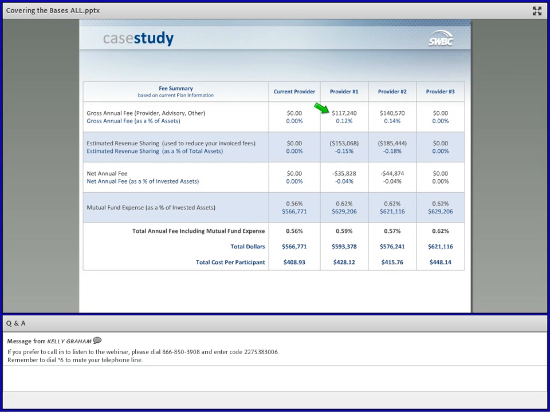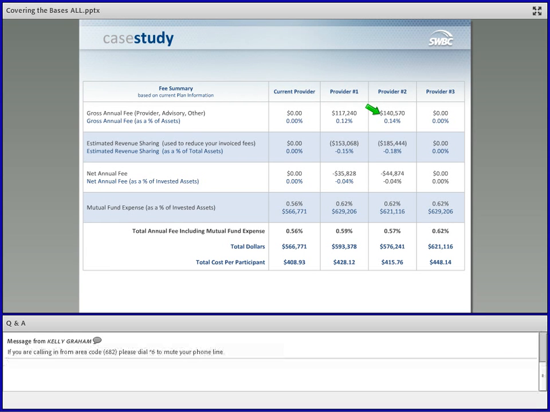Up here, provider 1 charges $117,000 for this plan sponsor's administration. Provider 2 charges $140,000. Provider 3 is similar to their current provider in that there's no explicit charge. But focusing on providers 1 and 2, they have an explicit charge, then they have the revenue sharing that comes back from the mutual funds that results in a net annual fee that's charged against the mutual fund expense.